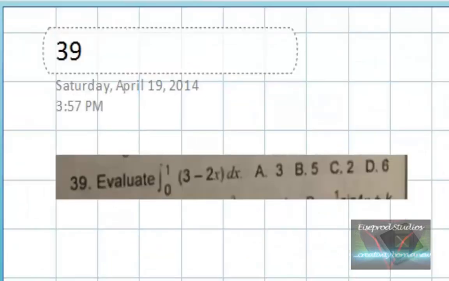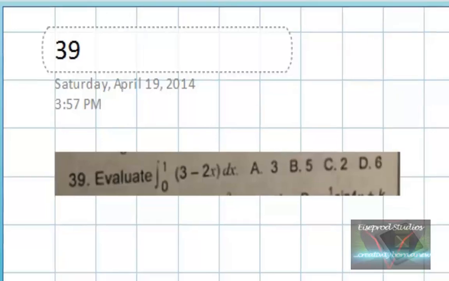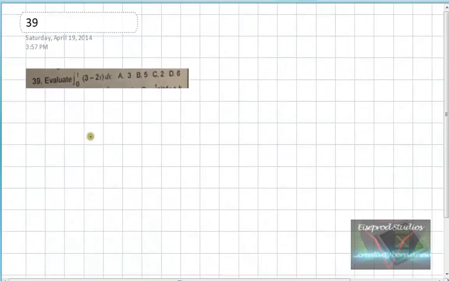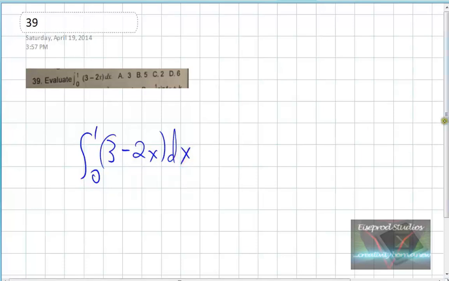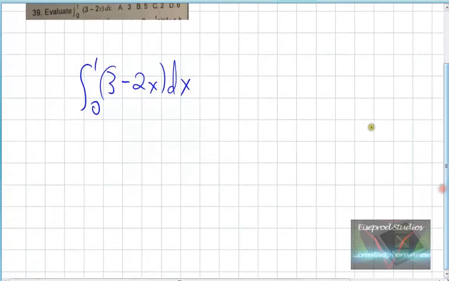Question 30 asks us to evaluate the integral of 3 minus 2x dx, going from 0 to 1. So I'll write it in the notation as we have it here, 3 minus 2x dx. The first thing that we want to do is take the integral, or the antiderivative, of 3 minus 2x.